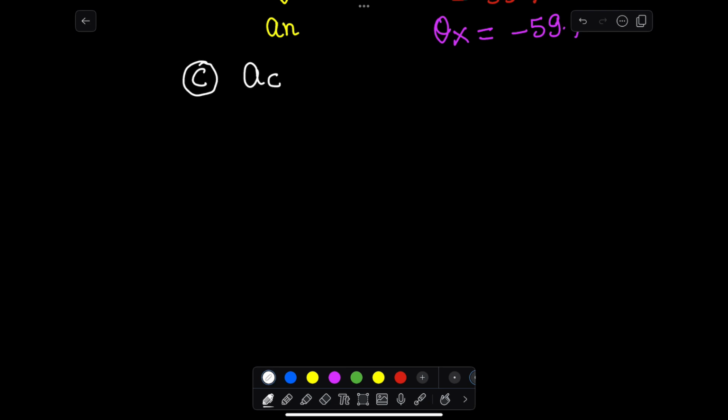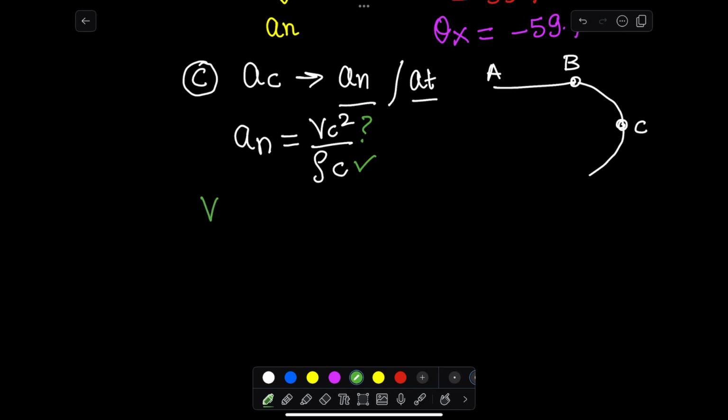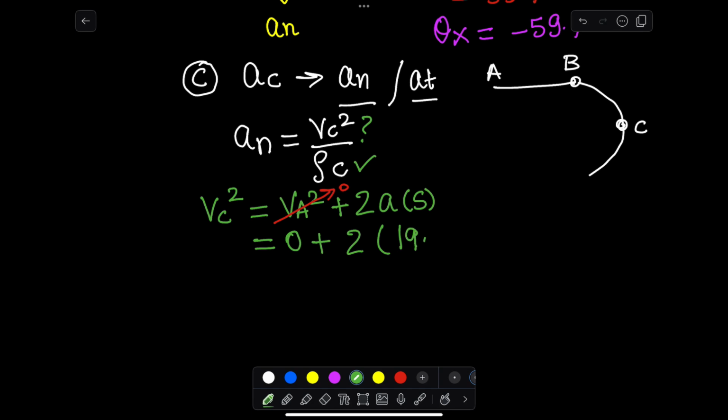Now we are moving to the point C, where we will calculate acceleration. You can see here that point C is on a curvilinear path. So again you have to calculate the acceleration in normal direction and tangential direction, and we can calculate acceleration in normal direction using the same formula, v square upon rho C. So we have to calculate the velocity at the point C. Again we are going to use a similar formula, as you know that the velocity at point A is equal to 0.